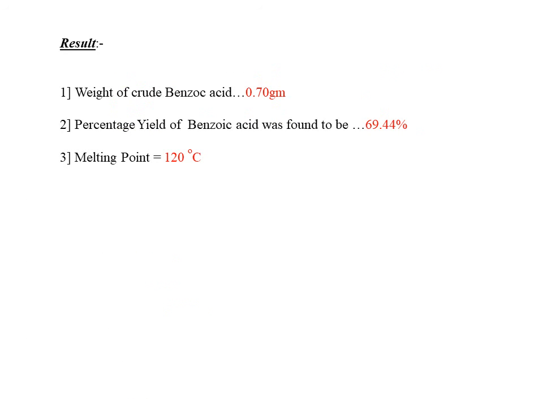The last part of this experiment is the result. Weight of crude benzoic acid is 0.70 gram. Percentage yield of benzoic acid was found to be 69.44% and the melting point of benzoic acid is 120 degrees Celsius.